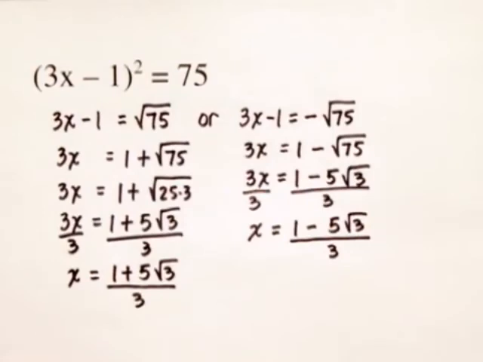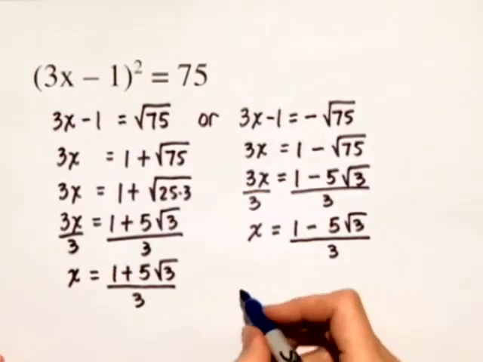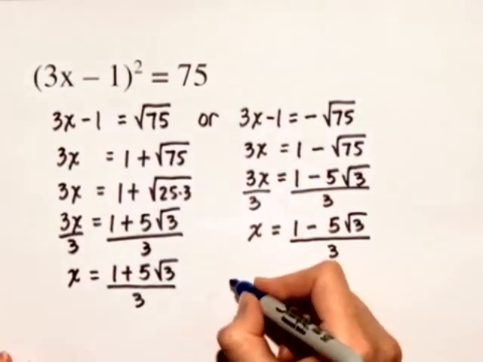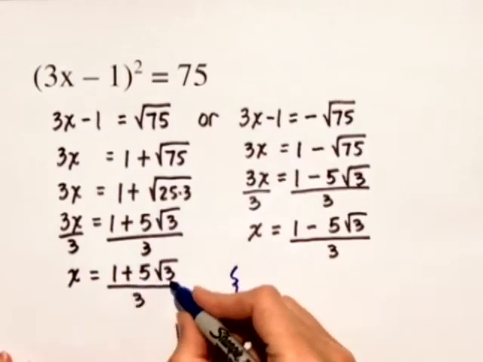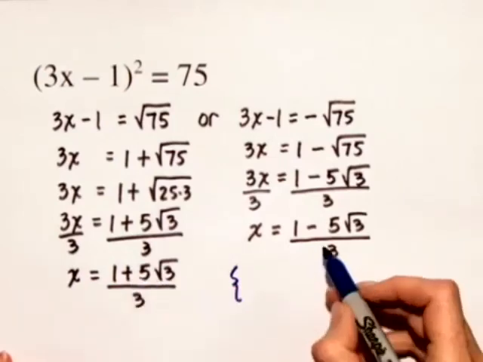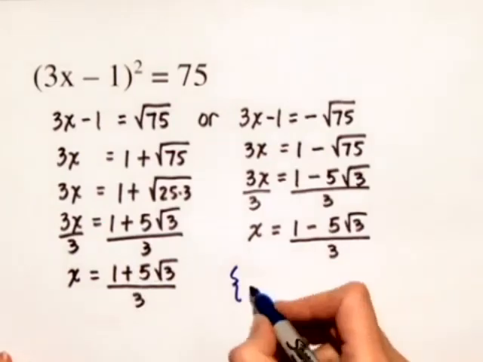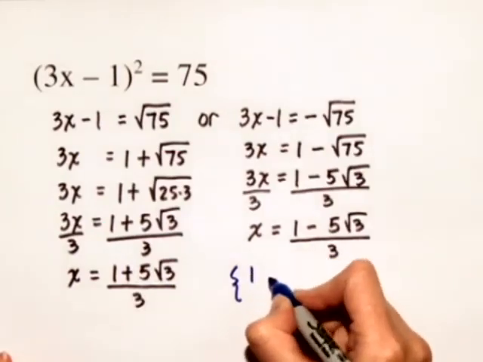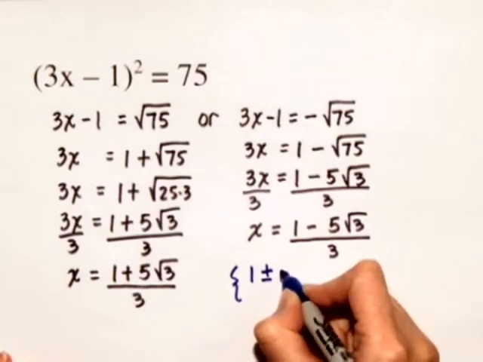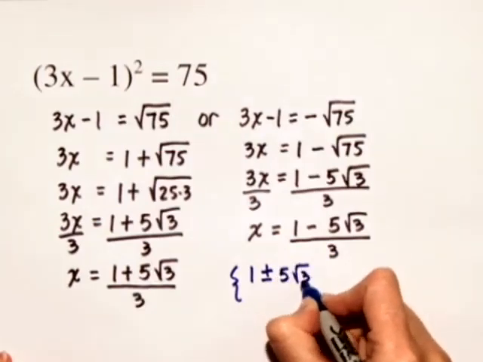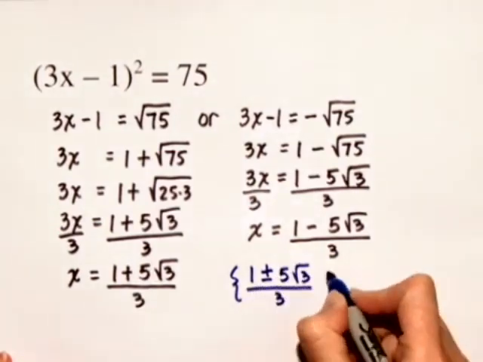So our solution set is really two numbers. We have 1 plus 5 times the square root of 3 over 3 and 1 minus 5 times the square root of 3 over 3. And we can write that in the compact form as 1 plus or minus 5 times the square root of 3 all over 3.